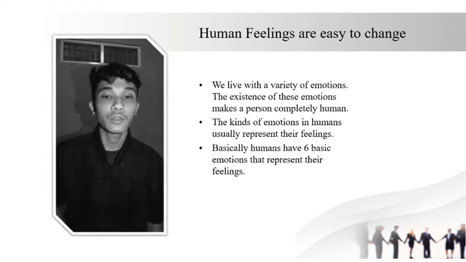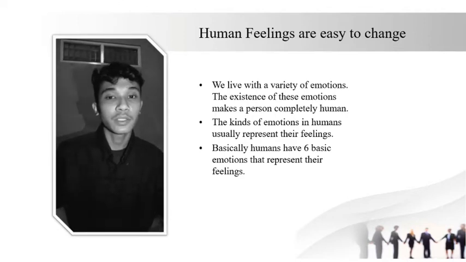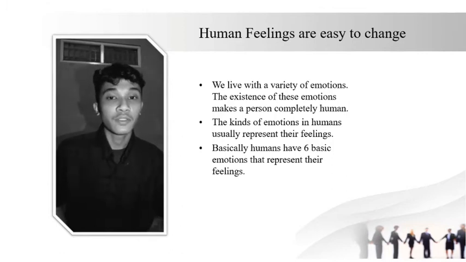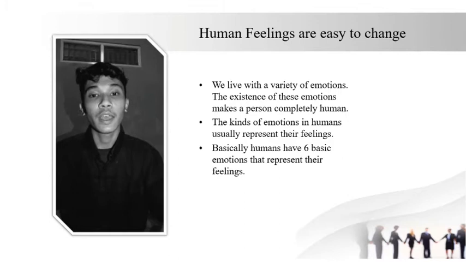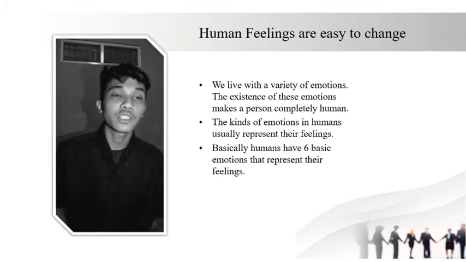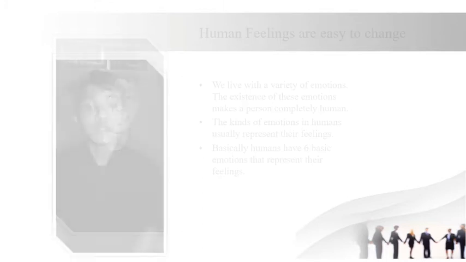Emotions are related to a person's personality, moods, characters, and motivations. Various kinds of emotion in humans actually represent their feelings. According to experts, these emotions are divided into six: happy emotions, sad emotions, fearful emotions, shock emotions, angry emotions, and disgust emotions.